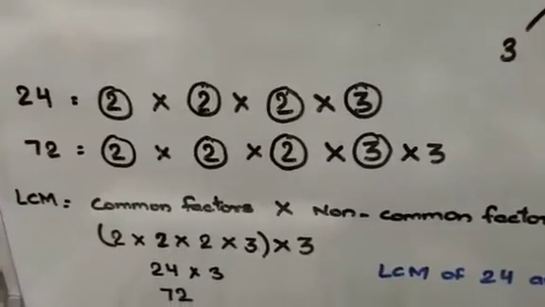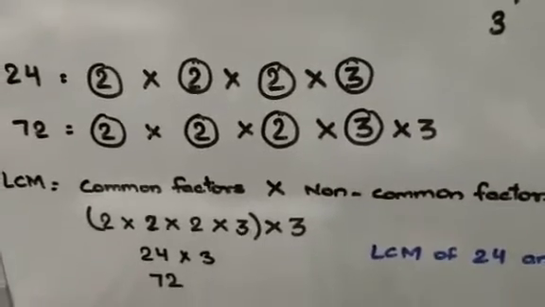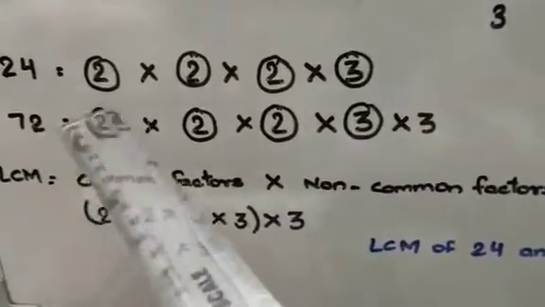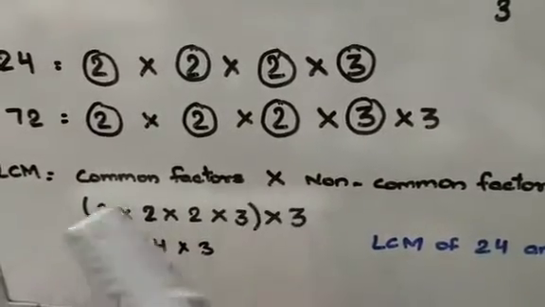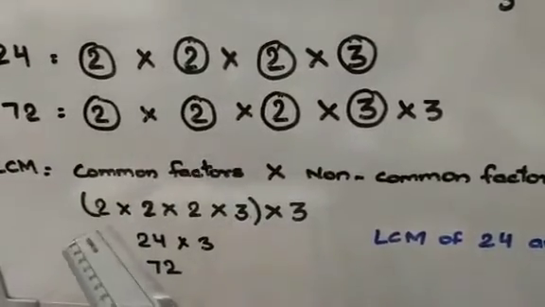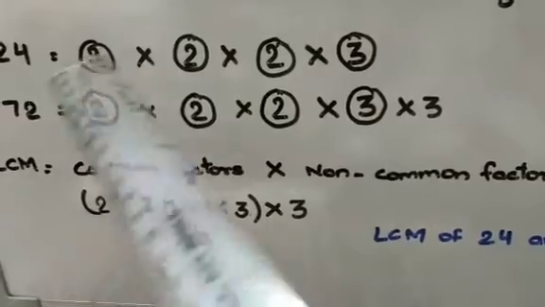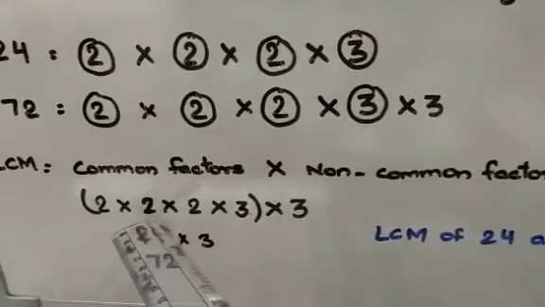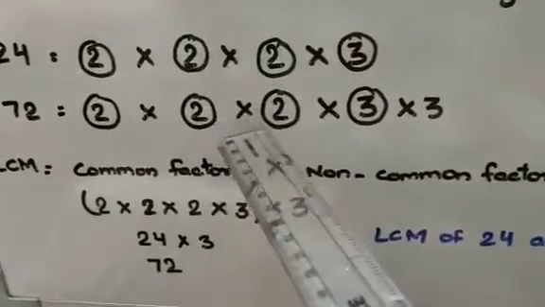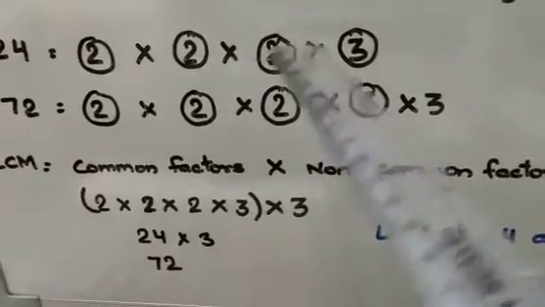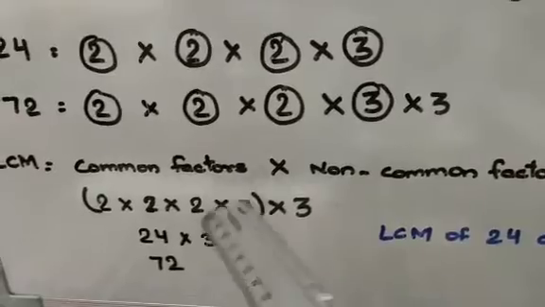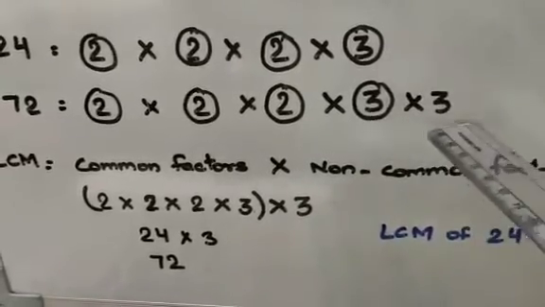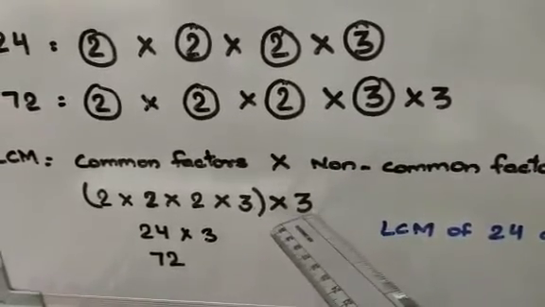Now how to write the factors of LCM? For all the circled ones, we will write them only once. For these both 2's, we will write a single 2. Next one also for these both, a single 2. For these both also a single 2. And for both these 3's, a single 3. Now only this 3 was left, so write it here.